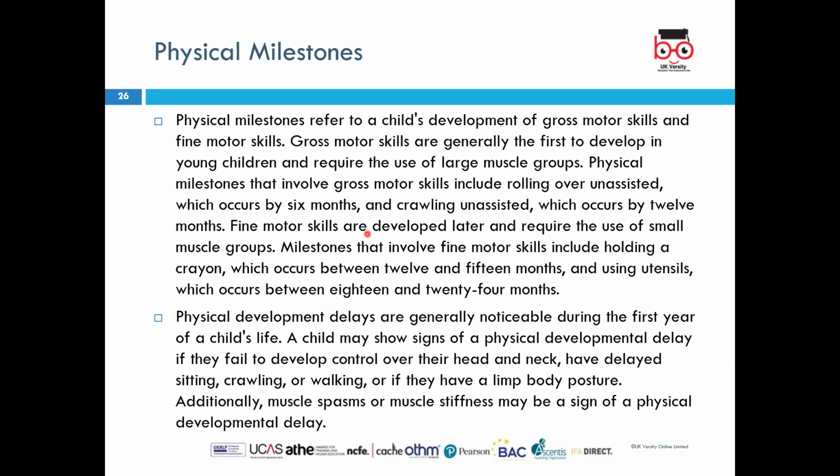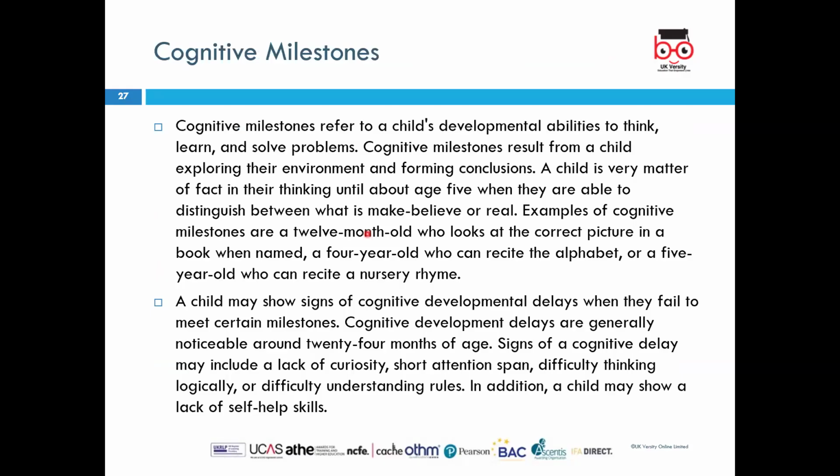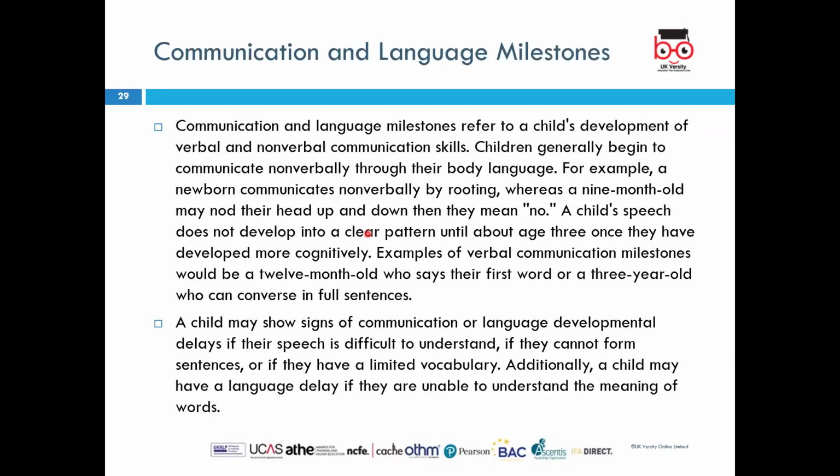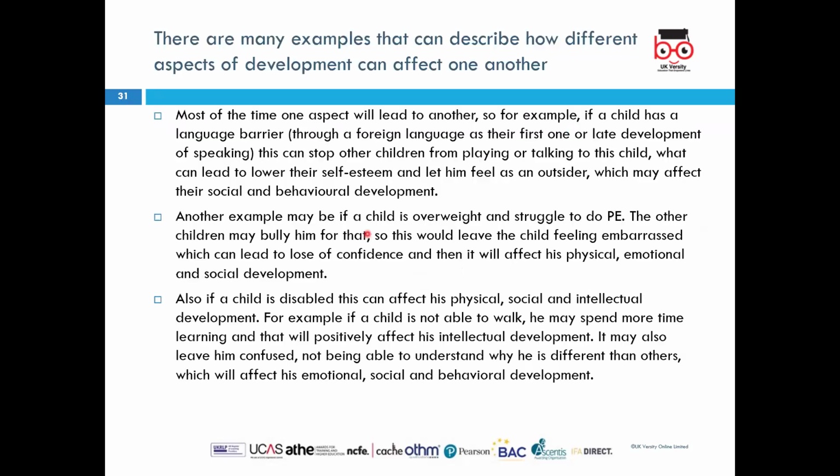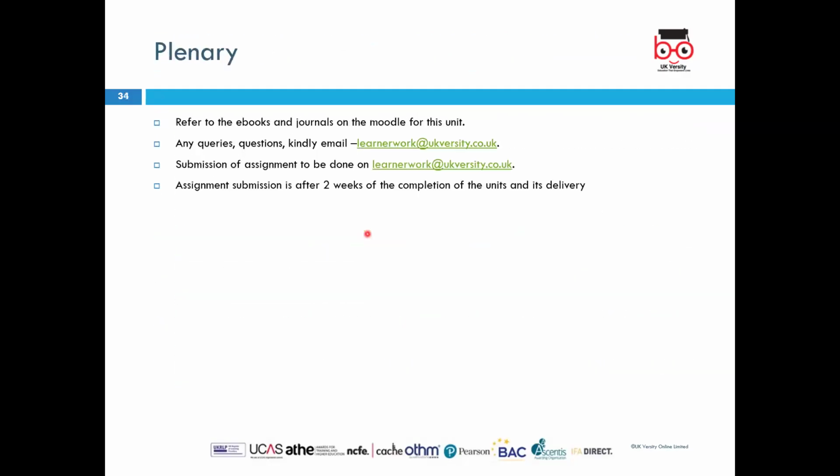Physical milestones are very important. We talked about physical, gross and fine motor skills, cognitive milestones, as well as social and emotional milestones, communication and language milestones. Here we want to analyze how each development area has an impact on another. We've talked about this. So if you're physically on a lower side, you'll be mentally as well. Or mentally, if you're on a lower side, you'll be physically on a lower side as well. So these are some of the references. I'm not going through too much detail.